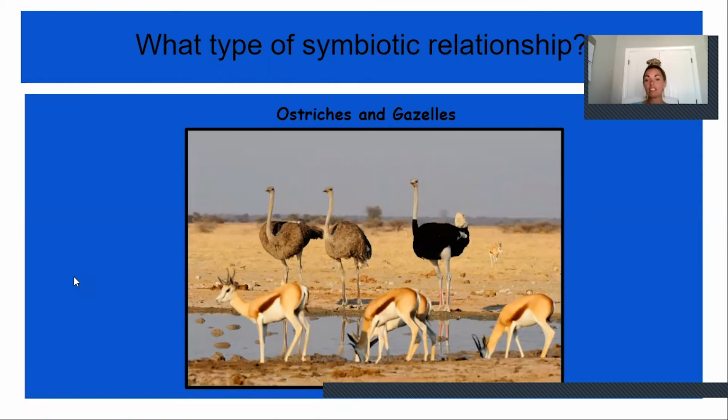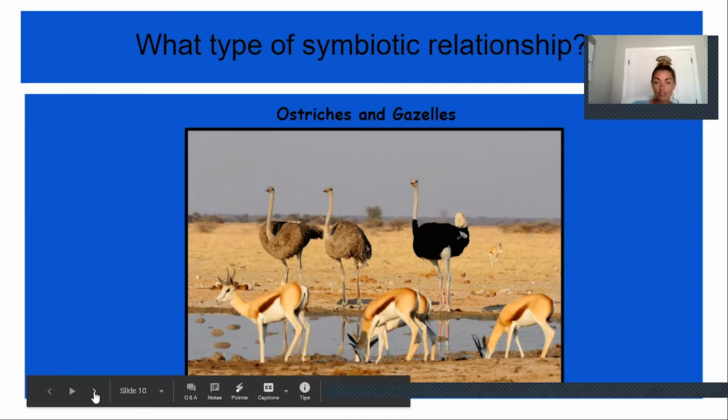Okay, what type is this? Ostriches and gazelles. Do they eat each other? Do they coexist in each other's lives? How does that work? What kind of symbiotic relationship is this one? And I'm not going to be giving you answers, but you need to remember if it's commensalism, if it's the predator, mutualism. So go ahead and write that down.